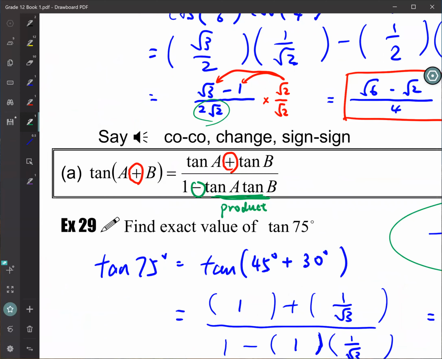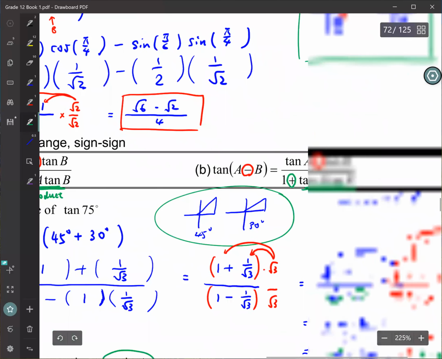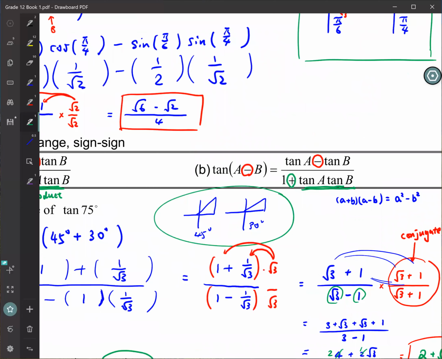Okay, the last pair, one more time. Tangent sum: sum over 1 minus product. Tangent difference: difference over 1 plus product.